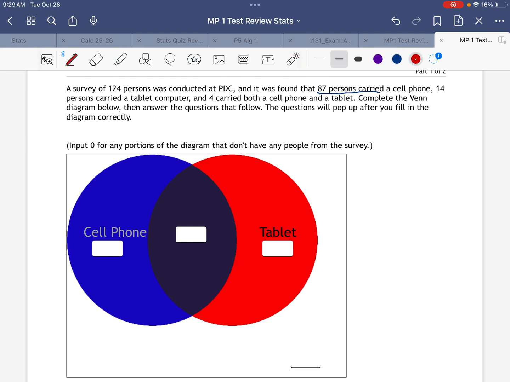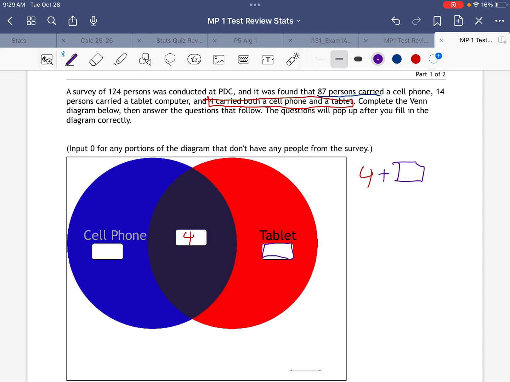What I'm looking for in this example is to start in the middle, start with the overlap. If we know that 4 people carried both a cell phone and a tablet, they're telling me the overlap is going to be 4. Now 4 plus however many people should add up to the total of 14 people that carried a tablet. So 4 people carry both a cell phone and a tablet. How many people carry just a tablet if in total 14 people carried a tablet? You don't have to write this math on here, but I just want to show you that the number we're looking for is going to be the 10.